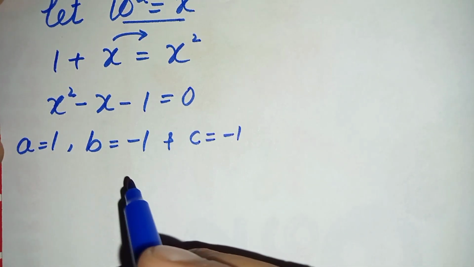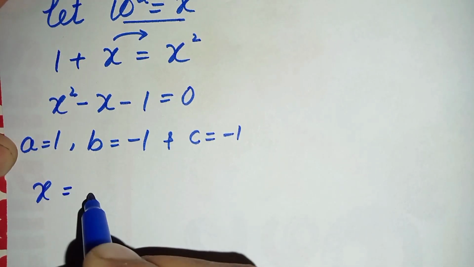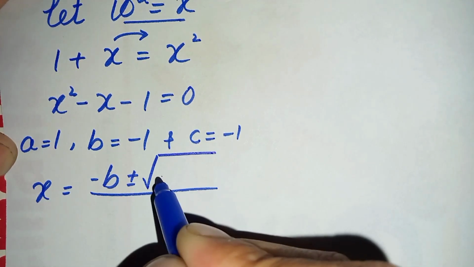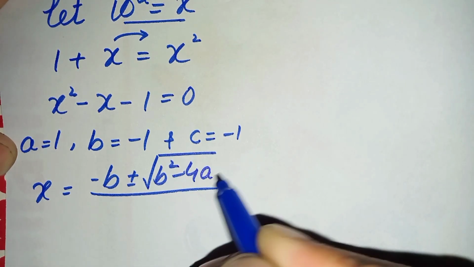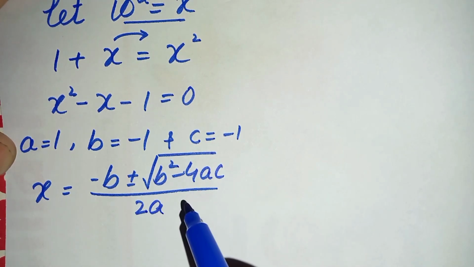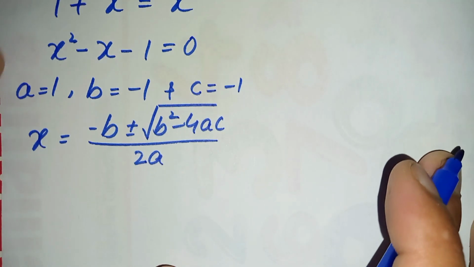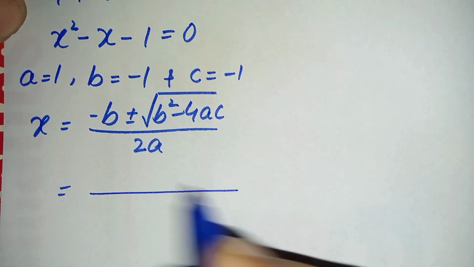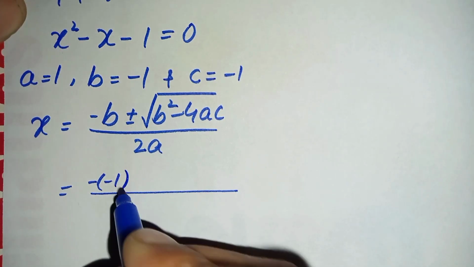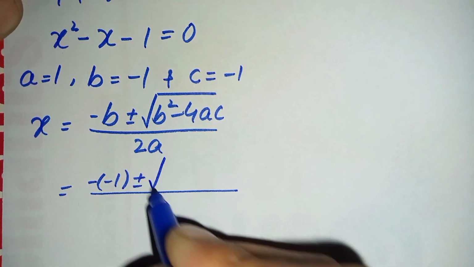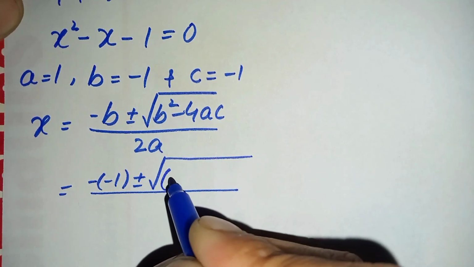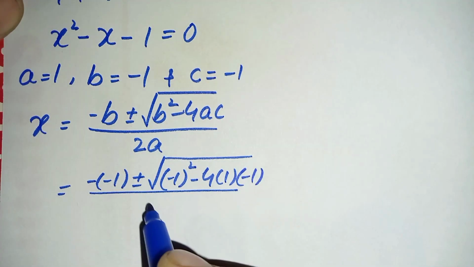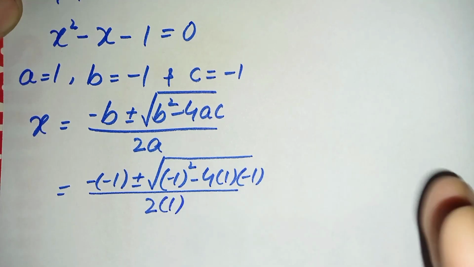And the quadratic formula is x is equal to minus b plus minus square root of b square minus 4ac divided by 2a. Now let us substitute the values of a, b, c here in the right hand side. So this will become minus b, the value of b is -1, plus minus square root of b is -1 square minus 4ac divided by 2a.